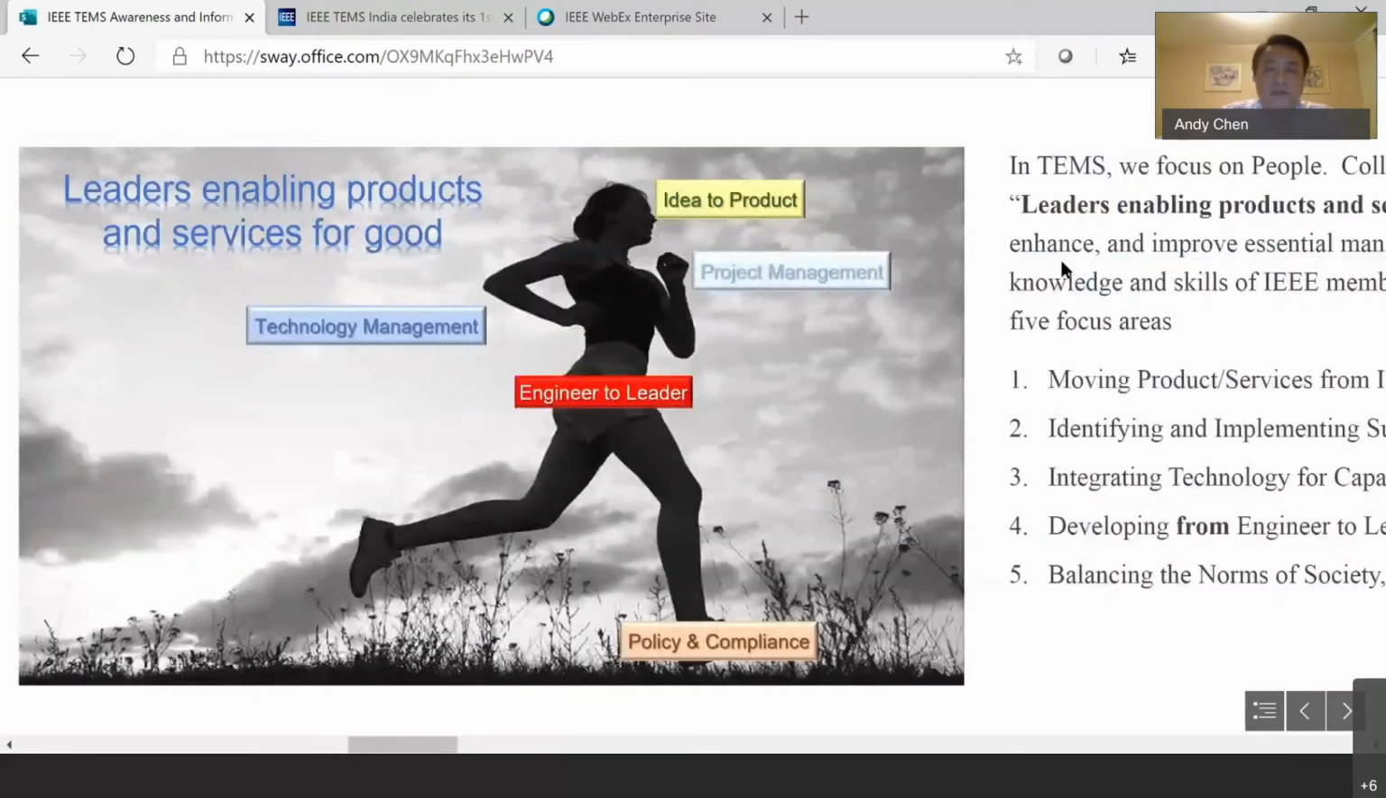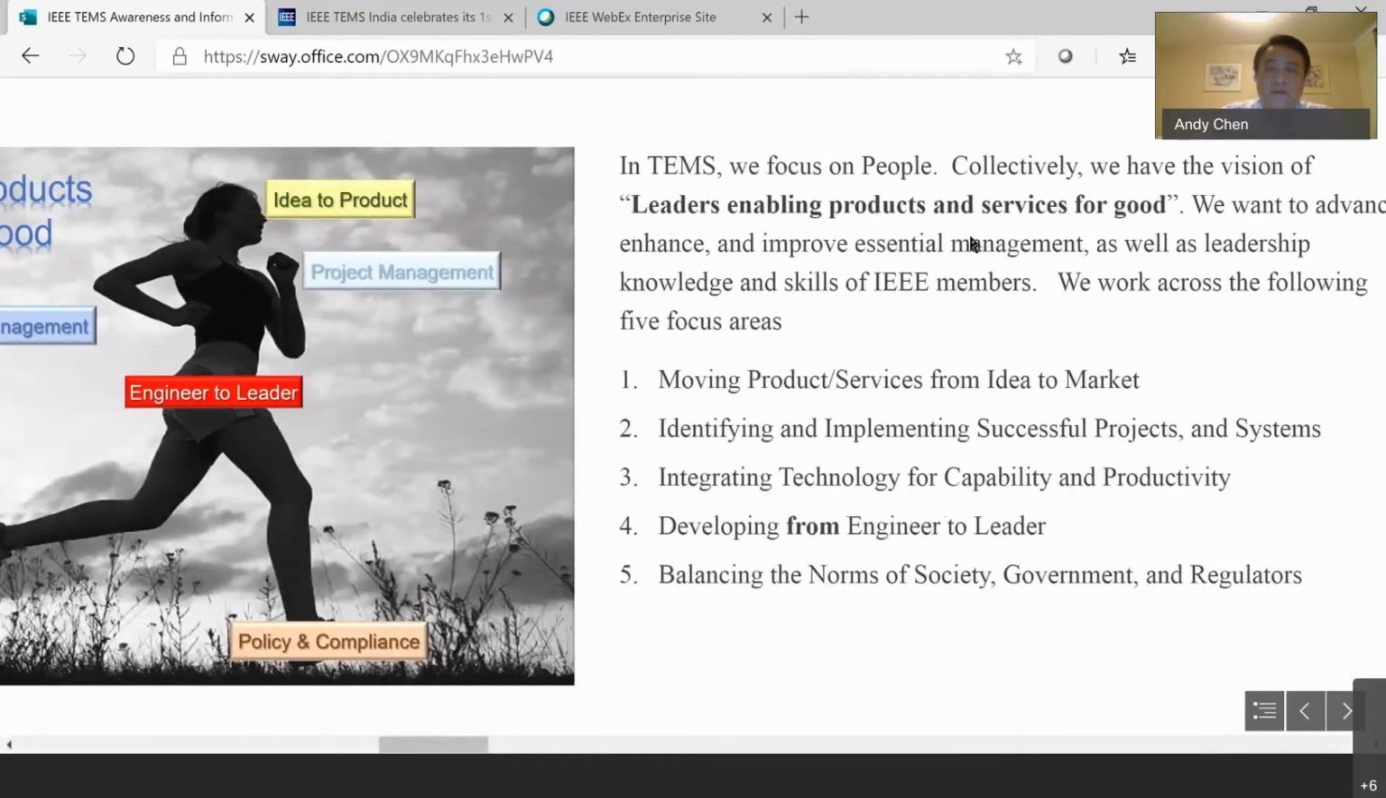In TEMS, our tagline is leaders enabling products and services for good. So for us, there are five focus areas that we focus on. One is moving product services from idea to the market. And all of you are probably in that area, had a good idea, but you didn't know how to get it to become a product, and how do you make it become marketable. A product can be a service, it can be marketed in sales.